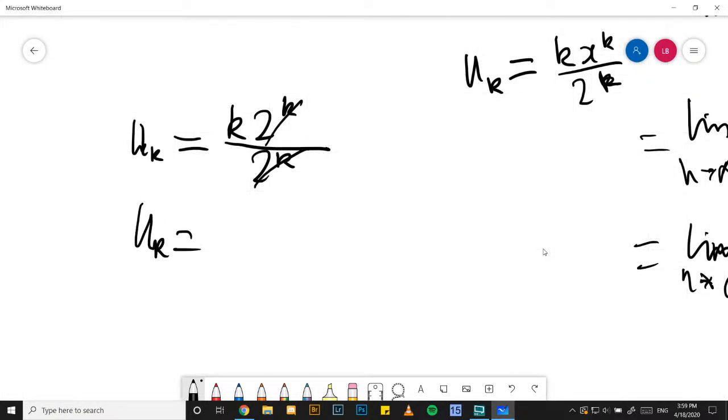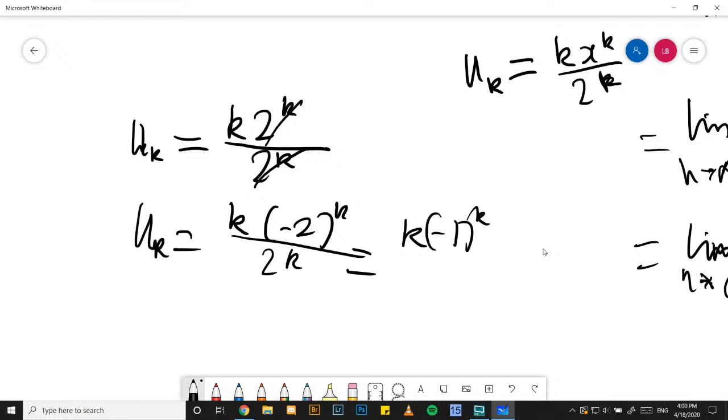similar result. If you have -2, it's going to be k times (-2) to the power of k over 2 to the k, which is equal to k times (-1) to the power of k times 2 to the k over 2 to the k. And now the 2 to the k over here cancels with the 2 to the k over here. You're left with k times (-1) to the power of k.